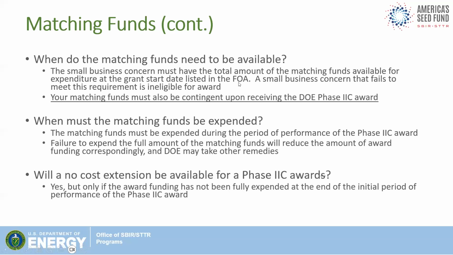You must have the total amount of the matching funds available for expenditure at the grant start date. If that doesn't happen, you may have your award retracted. Your matching funds must be contingent upon receiving the Phase 2C award, so make sure that's stated. And they must be expended during the period of performance, and failure to expend the full amount of the matching funds will reduce the amount of award funding correspondingly. And there may be other remedies. And you may also request a no-cost extension.